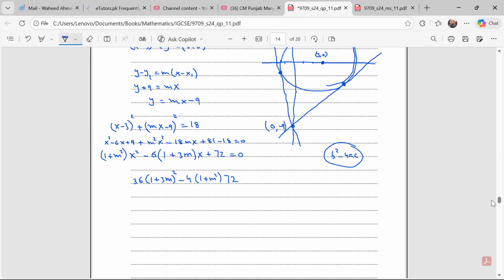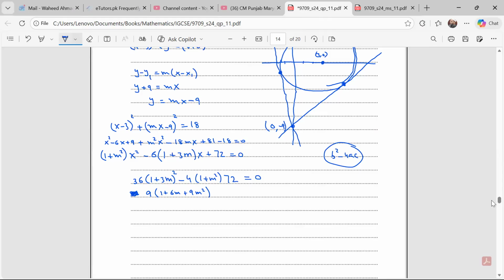So if my discriminant is equal to 0, that means I will have only one solution, and that one solution corresponds to the tangent line which intersects the circle at only one point. Okay, so let's try to simplify this equation. It is 36. By the way, if I divide everything by 4, it will become 9 only. So 9, and if I open this bracket, it is 1 plus 6m plus 9m squared.